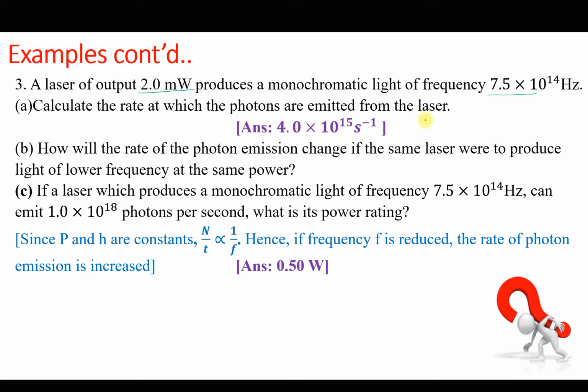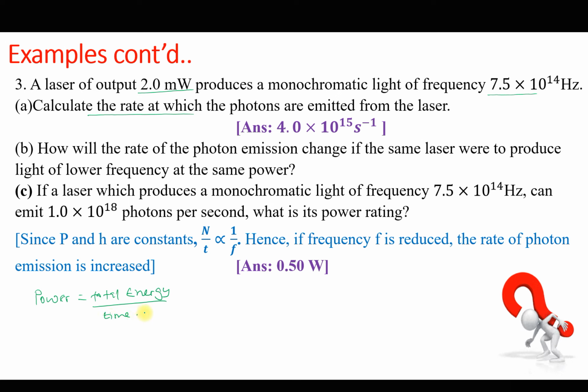So we want to calculate the rate at which photons are emitted. I think the rate at which photons are emitted is the number of photons emitted per unit time. So of course, we know that energy is equal to power times time. So I know that power is equal to energy, which is going to be total energy, divided by time.